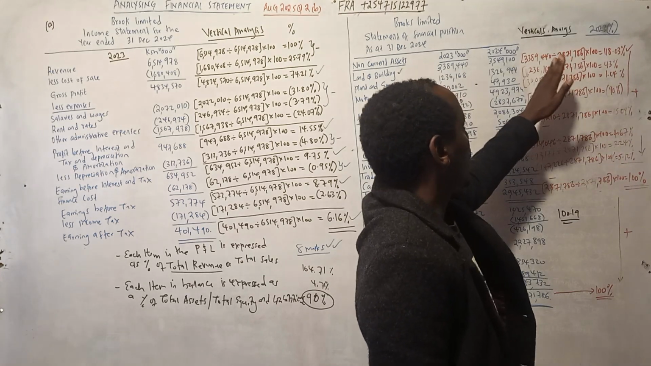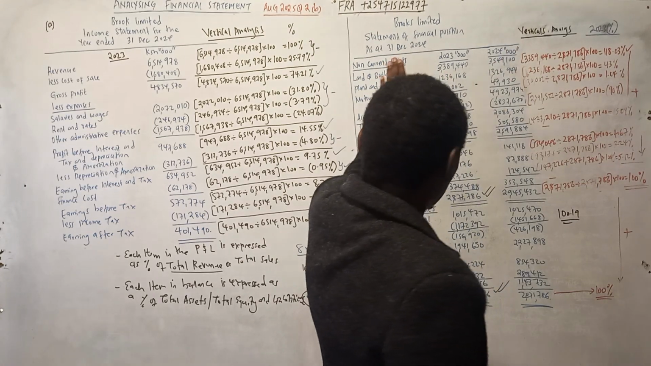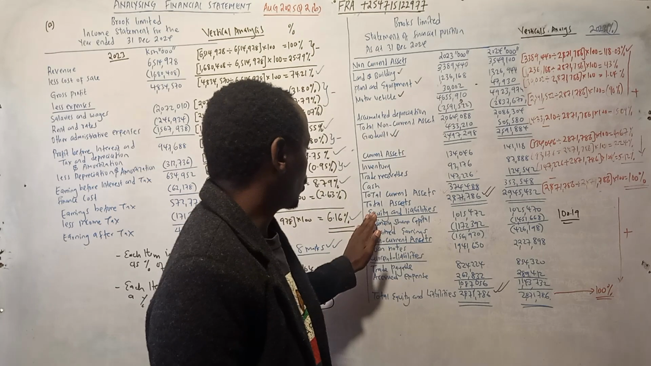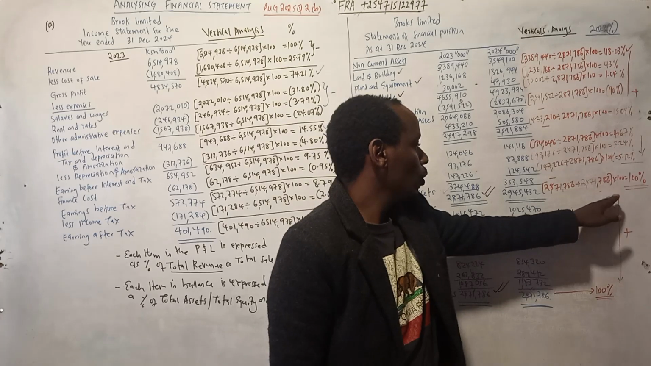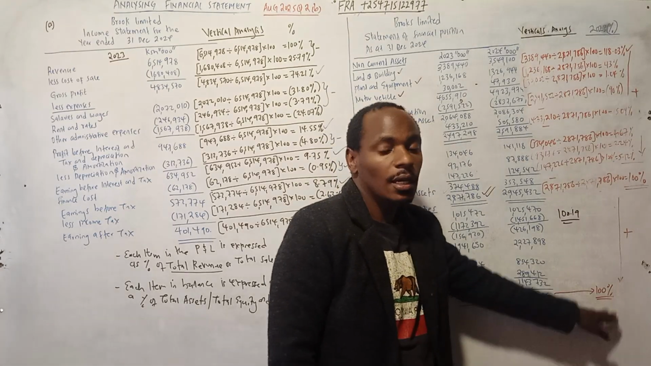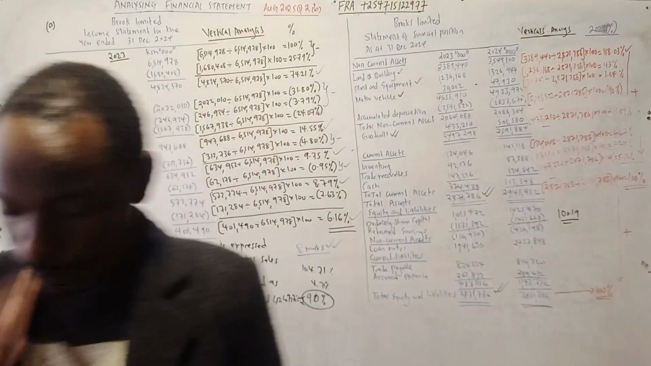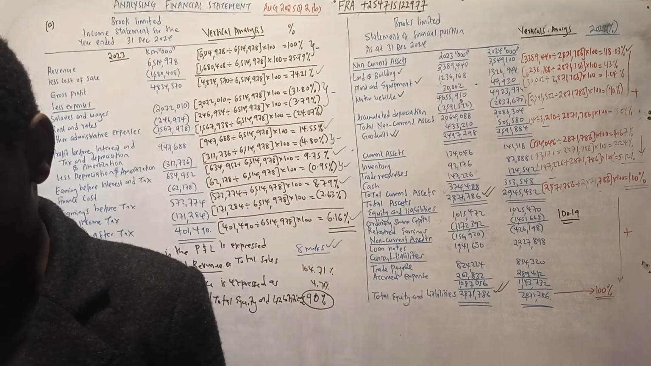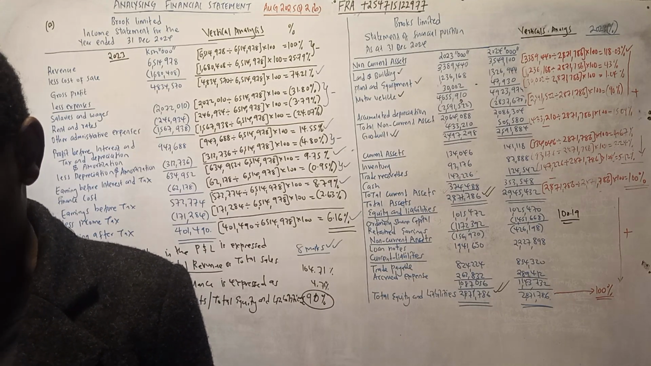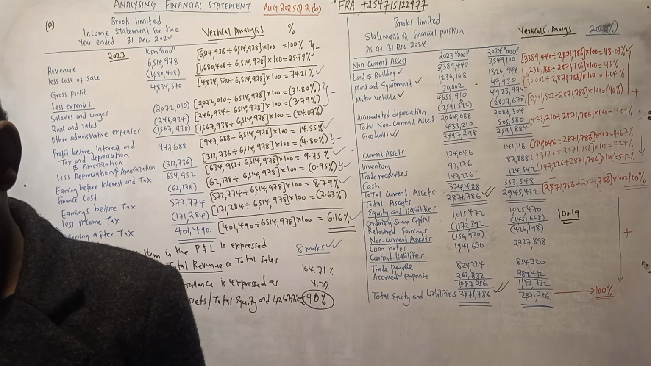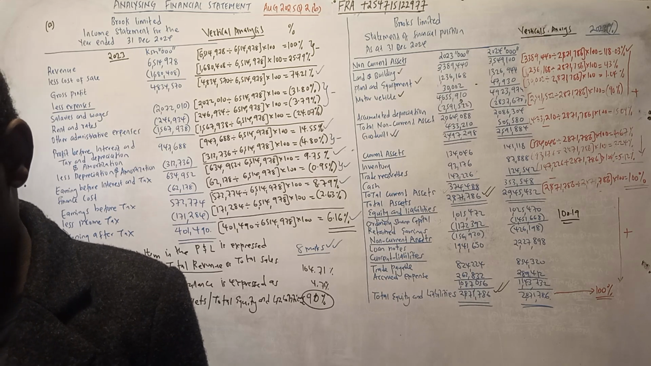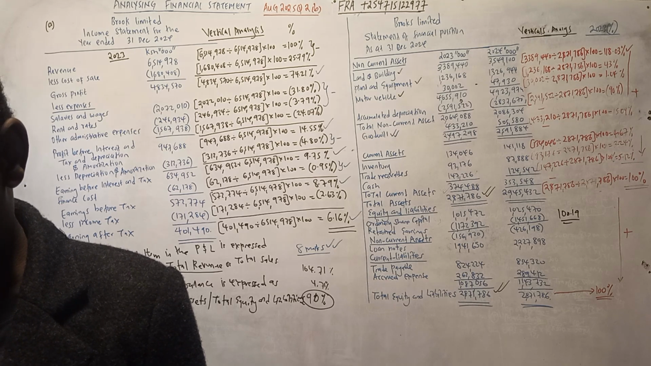So you do the one for assets, and also you do the one for equity and liabilities. And from equity and liabilities also, when you add them together, it must give you at least 100%. So that's how you are supposed to do that question. We have completed that question.